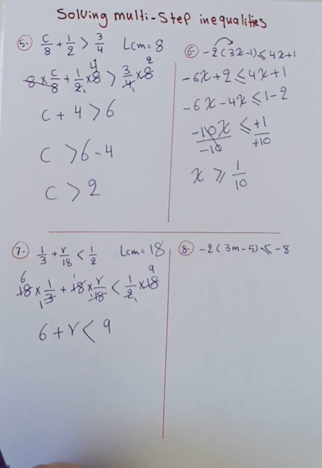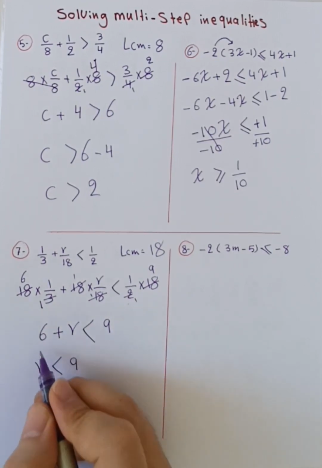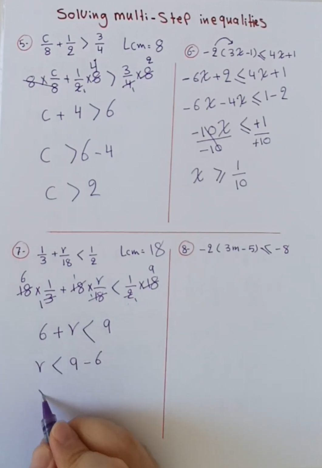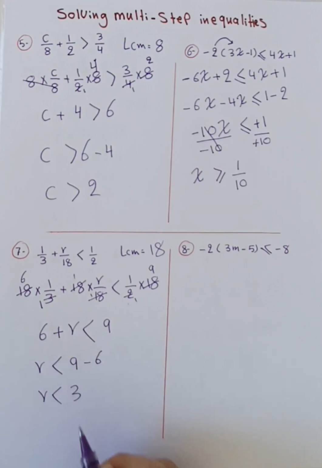After that we have to combine the like terms. r less than 9, we have to change the place of positive 6 to become negative 6. So r less than 9 minus 6 is 3. r less than 3. Example number 8 is the last example. We have negative 2, 3m minus 5 less than or equal to negative 8.